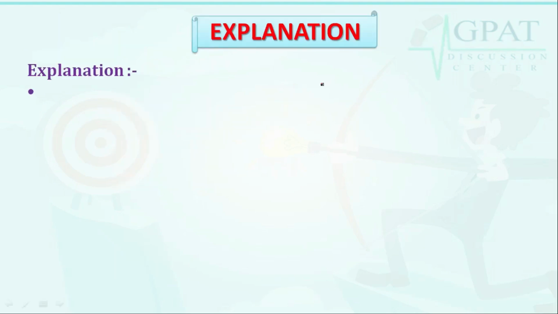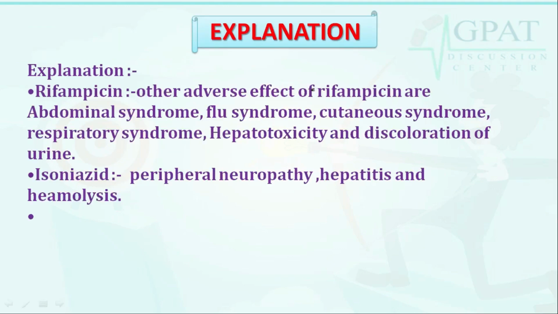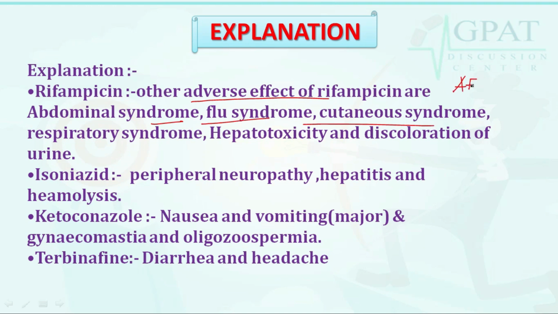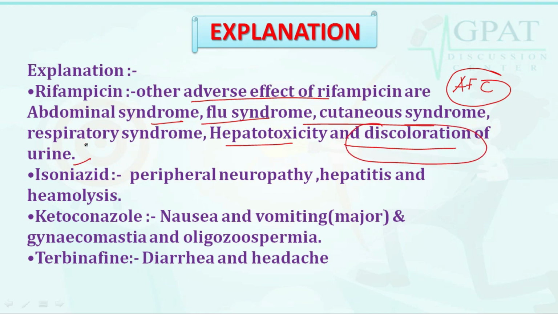So let's discuss with the help of explanation that rifampicin is having abdominal syndrome, flu syndrome, cutaneous syndrome. So just try to note down like this: AFC syndrome done by rifampicin. And hepatotoxicity and discoloration of urine is also a side effect of rifampicin. Students, sometimes it is also asked which drug shows the discoloration in urine. The correct answer is rifampicin.